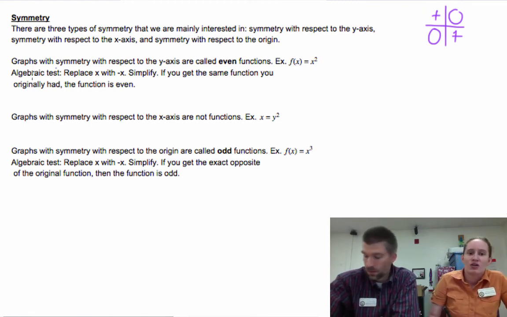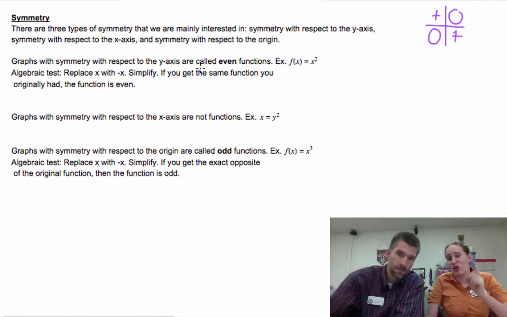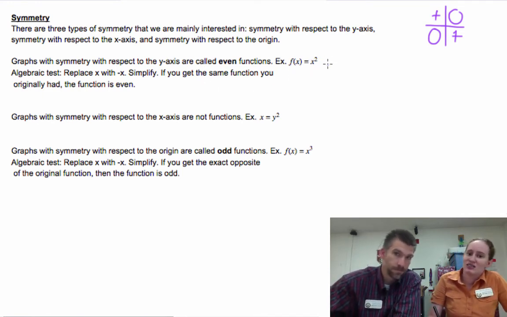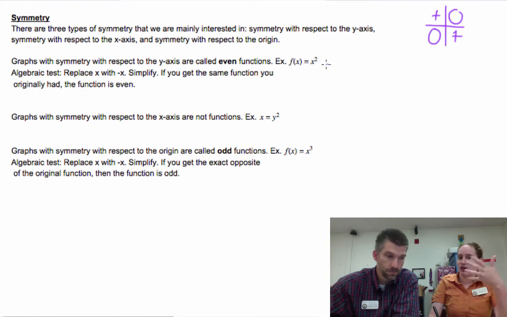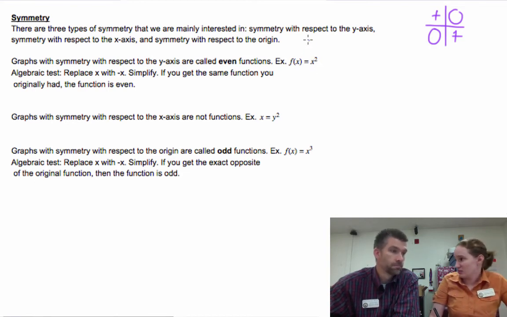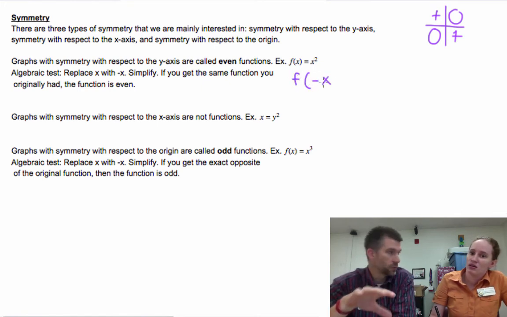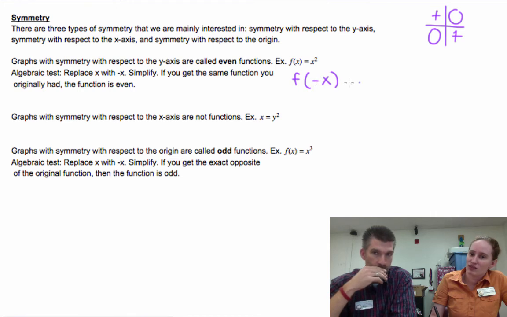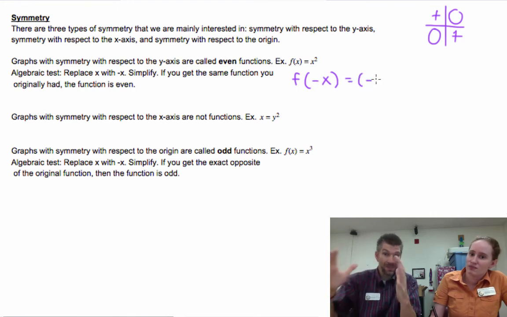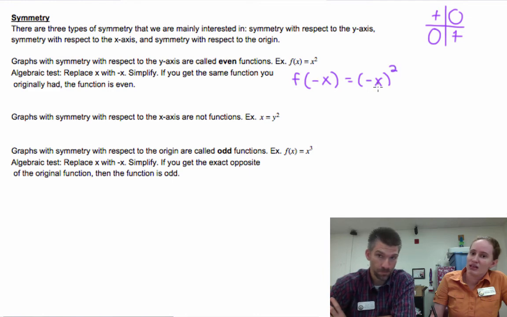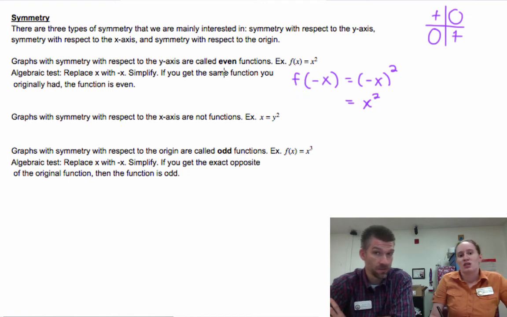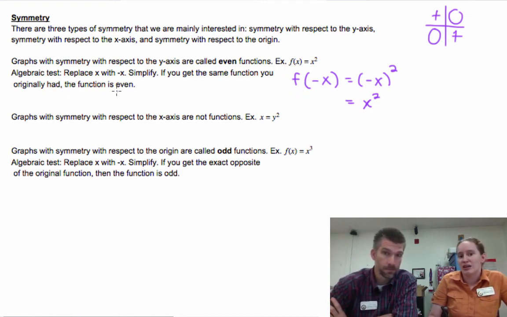All right, so graphs with symmetry with respect to the y-axis are called even functions. And it has to do with this handy thing where if all of your exponents for your variables are even, it's an even function. The way you test for symmetry is replace x with negative x, and simplify. Replace x with negative x, so we take, in parentheses, negative x and square it. Well, negative x squared is just x squared, because a negative times a negative is a positive. So what we end up with is what we originally had. That makes the function even.